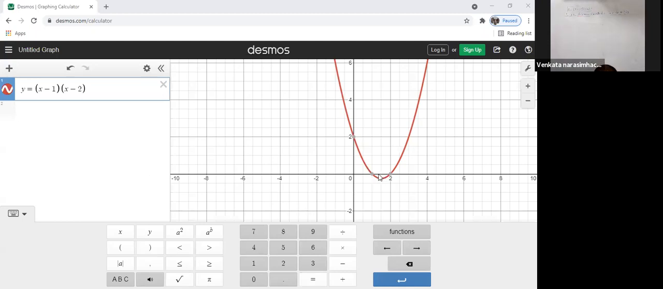Carefully observe one small part of the graph comes underneath the x-axis.